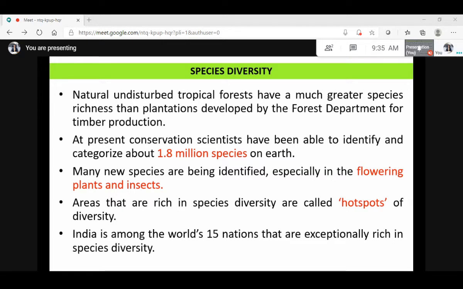At present, conservation scientists have been able to identify and categorize about 1.8 million species on Earth. Many new species are being identified, especially in the flowering plants and insects. Areas that are rich in species diversity are called hotspots of diversity. India is among the world's 15 nations that are exceptionally rich in species diversity.